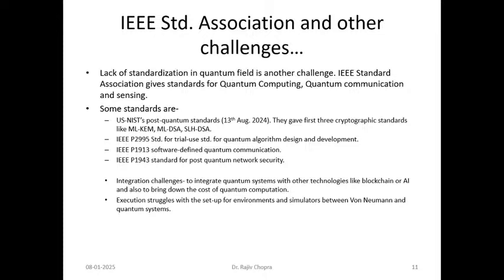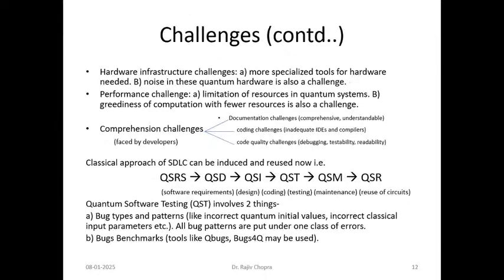And then integration challenges are there, as we have already mentioned. Execution also struggles with the setup environments and simulators between these Von Neumann architectures and the quantum systems. So there are hardware infrastructure challenges, and performance challenges like limitation of resources and the greediness of computation for resources. There are also comprehension challenges faced by the developer, like documentation challenges. Documentation should be comprehensive and understandable. Coding challenges, inadequate IDEs and compilers. Coding quality challenges: debugging, testability, and readability.